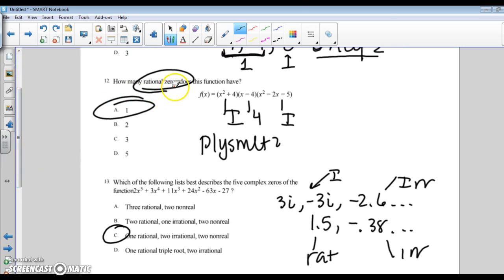How many rational zeros? PolySmalt. This is going to give you i's. This gives you 4. This gives you i's. It means there's only one rational zero.